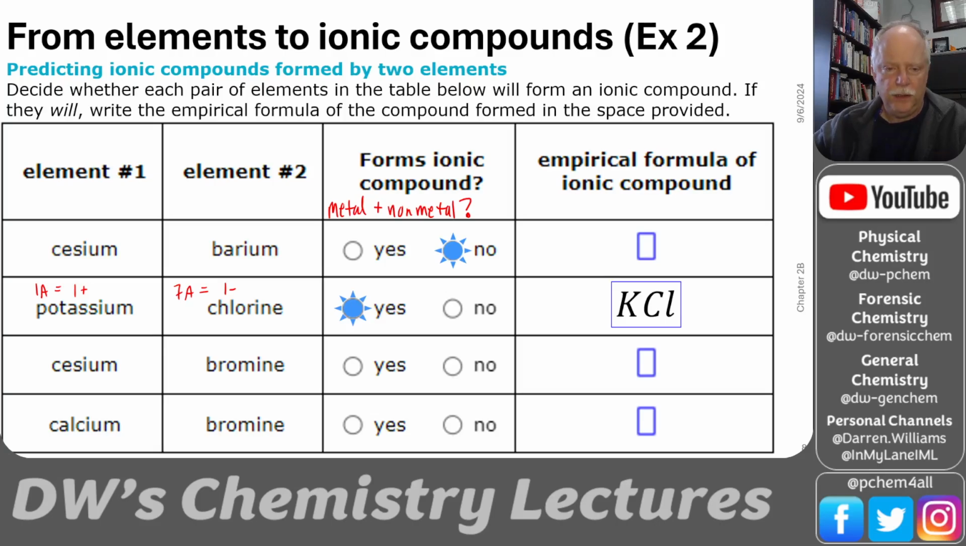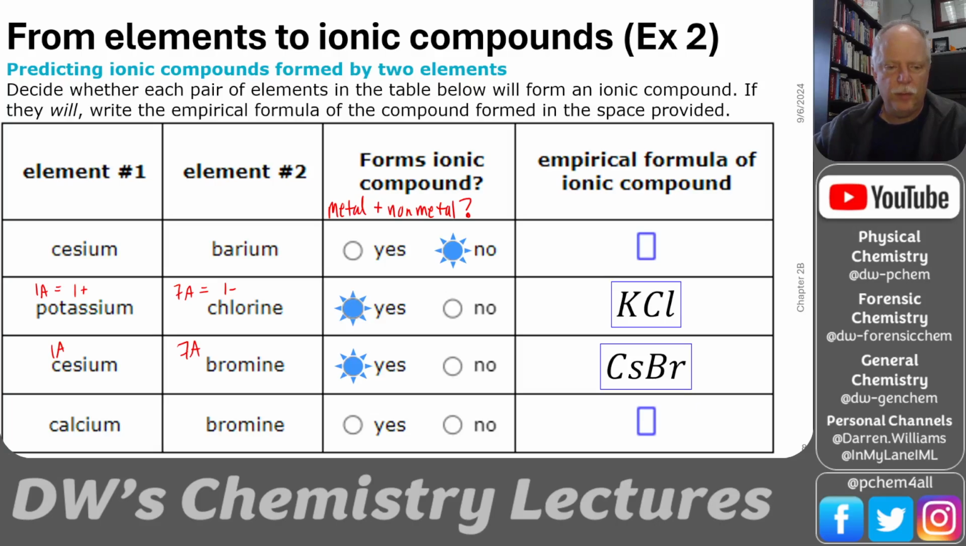Cesium and bromine. Okay, same thing. Cesium is right below rubidium, it's in period 6. So it's in group 1A. And bromine is in 7A. Metal, non-metal, yes. And so it's just going to be CsBr.